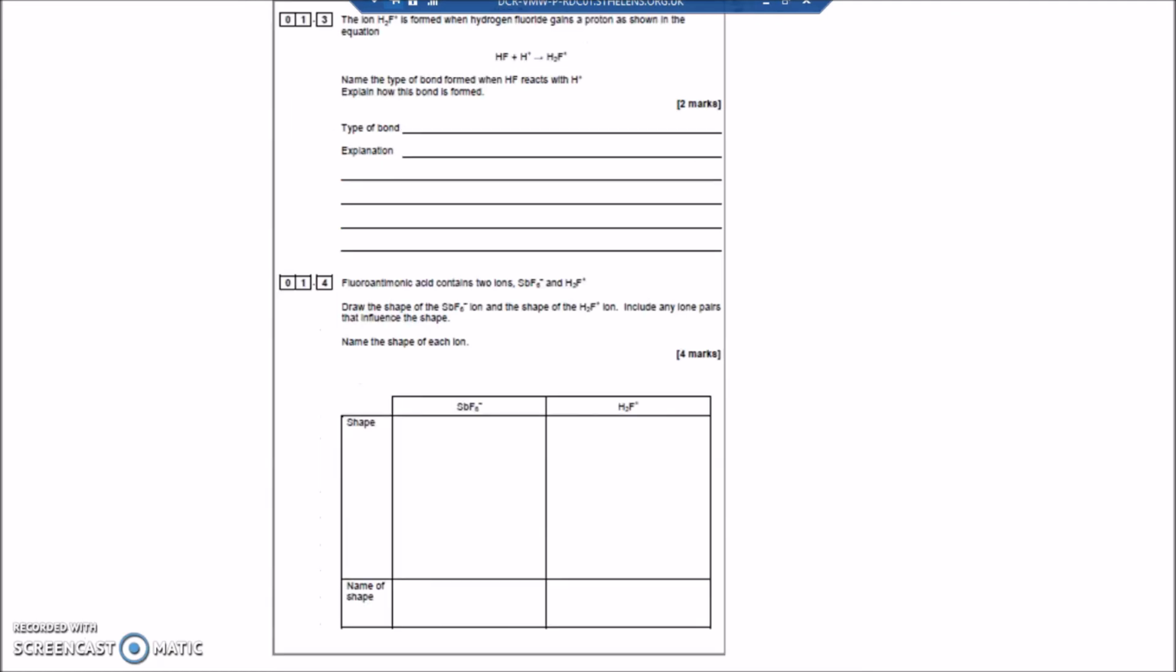H2F+ is formed when hydrogen fluoride gains a proton as shown in the equation. Name the type of bond formed when HF reacts with H+. Well, H+ has got no electrons now, so it's got no electrons to put into a bond. So the F donates both electrons into the bond, so it's called a dative or a coordinate bond.